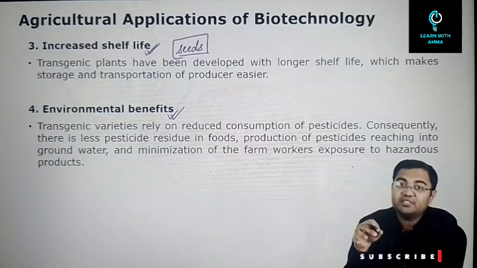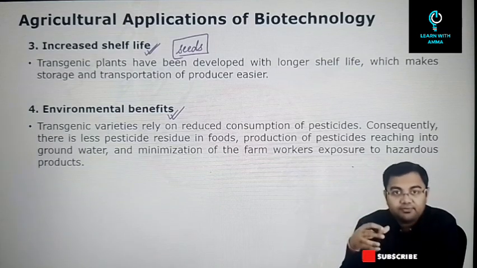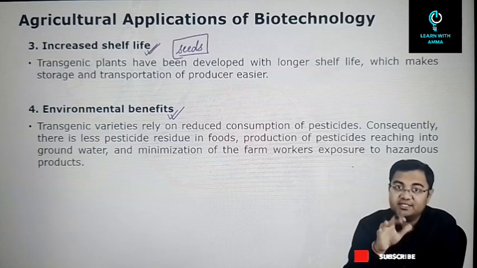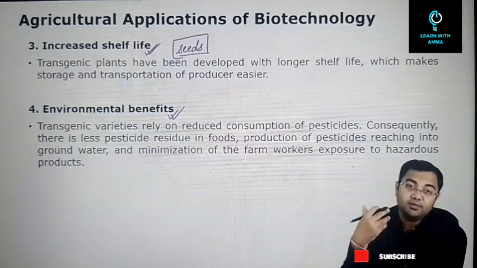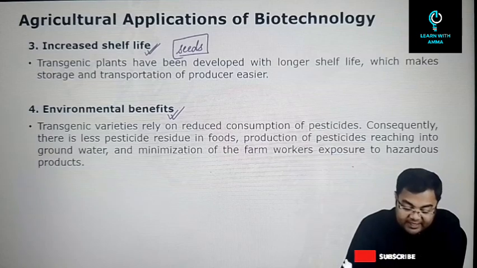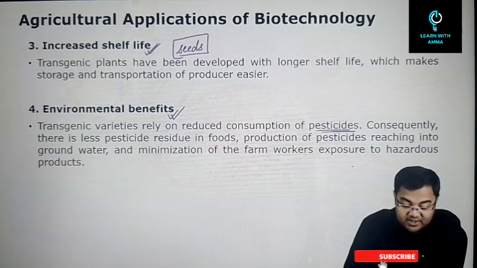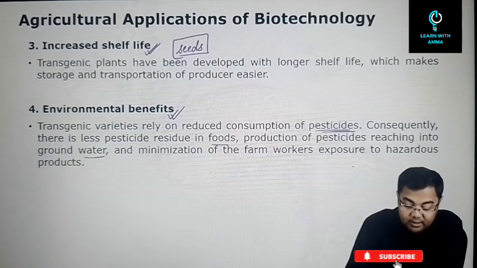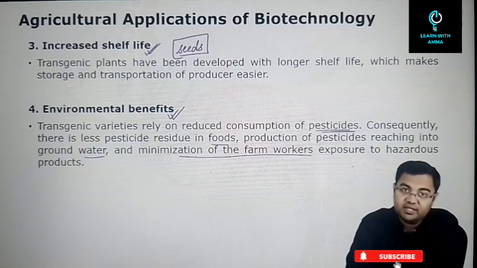So that can become a challenge, because then it can make the entire system poisonous. So if we have crop variants which do not need these pesticides or fertilizers, then we can increase the quality of soil, we can increase the quality of the water bodies also in the nearby areas. So transgenic varieties rely on reduced consumption of pesticides. Consequently, there is less pesticide residue in food, less pesticide reaching into groundwater, minimization of farm workers' exposure to hazardous products, etc. as well.